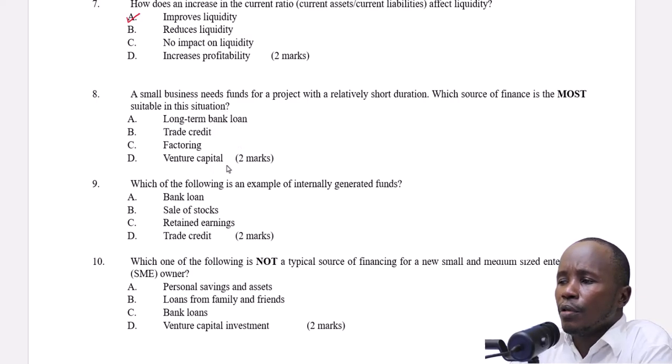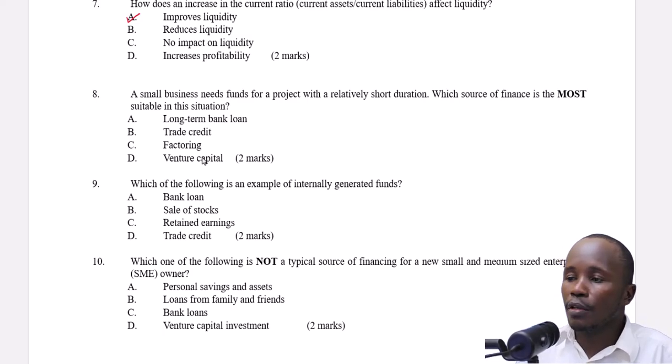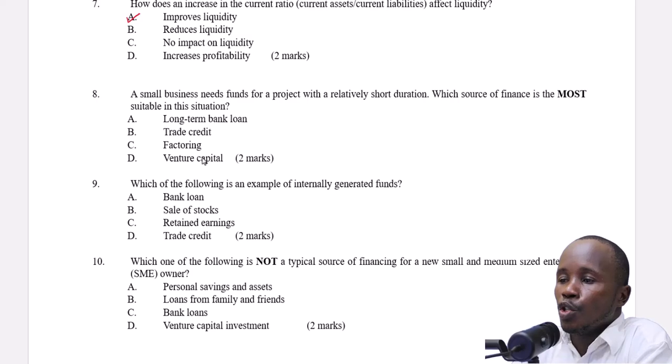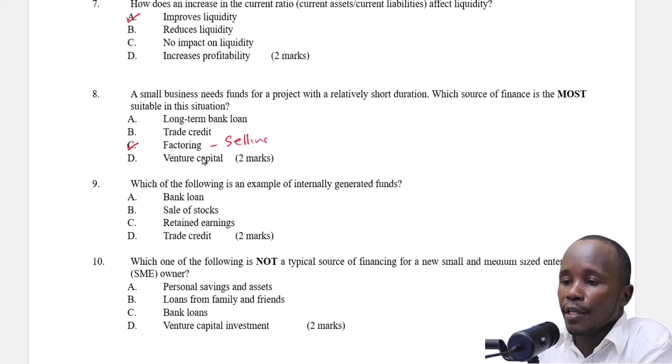Venture capital. Venture capital here is where people give you their money. They venture into your business and you give them equity. So that one cannot actually be. So the most ideal way of getting funds for a short-term duration is what we call factoring. What is factoring here? This is selling your trade receivables, sorry, selling account receivables.